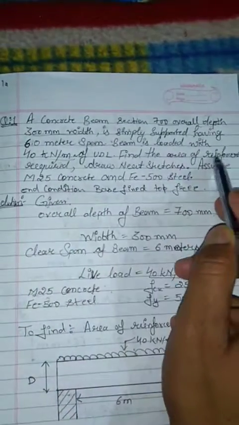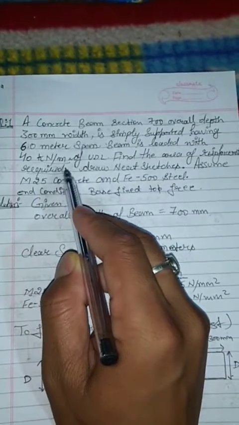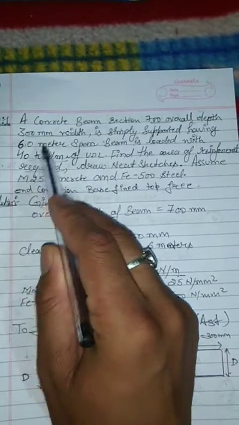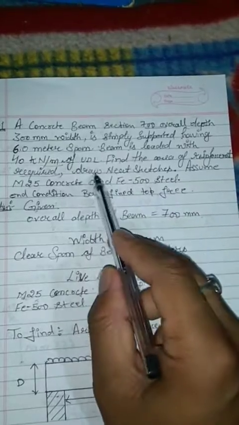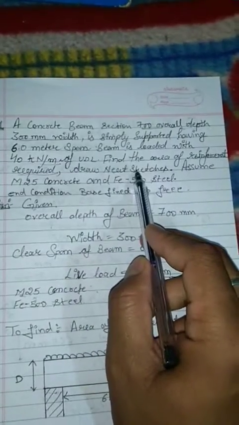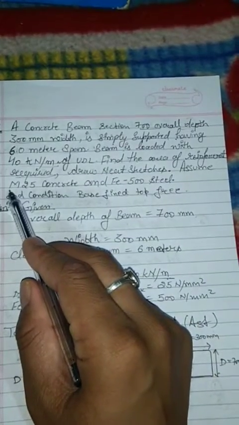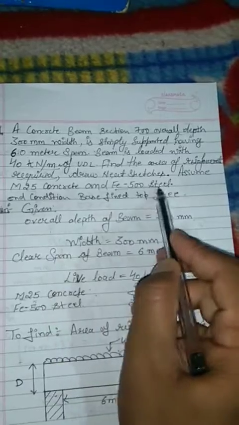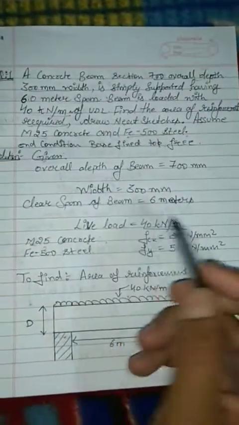We need to find the reinforcement which is required to resist the tensile stresses within the beam, and we need to draw the sketches of the same. We need to assume the concrete to be M25 and the steel to be Fe500. Okay, so let's start this problem.